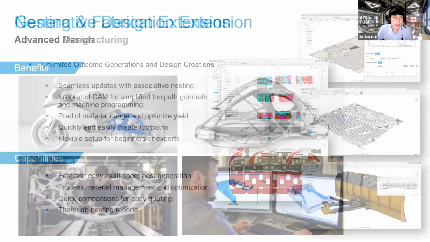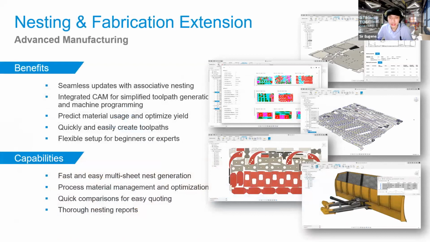Okay, so next we have the nesting and fabrication extension. So basically, yung nesting and fabrication extension is, optimize niya yung yield to reduce yung waste na ginagamit natin dun sa stock. So as you can see here on my Fusion 360, going to my nesting and fabrication.